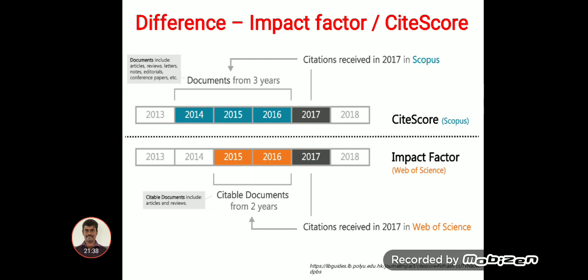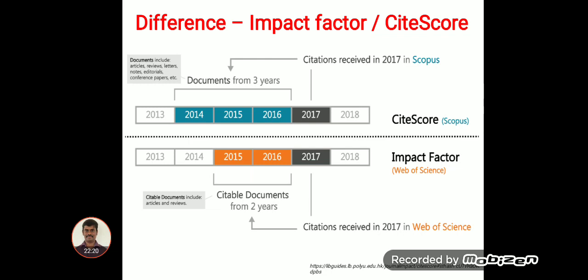And now finally we'll see the key difference between the impact factor and the CiteScore. To just put it in a nutshell, for CiteScore, citation received for the current year for the documents published in the previous 3 years is taken into count. Whereas for the impact factor, citation received for the current year of the articles which is published in the previous 2 years is calculated. That is the main difference between CiteScore and impact factor.